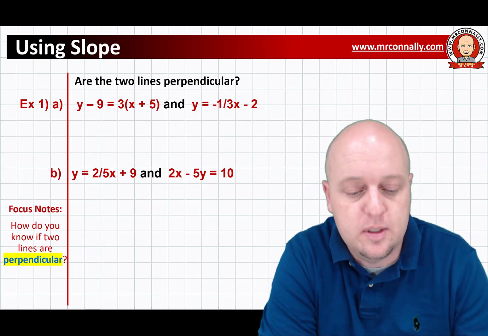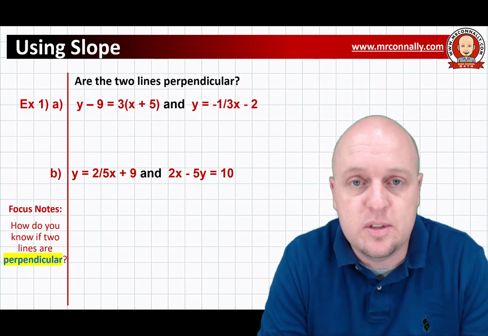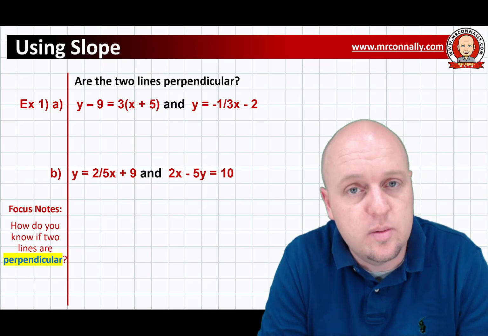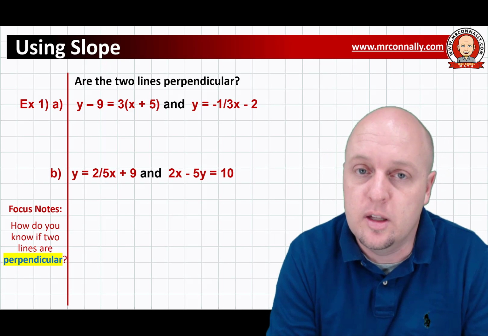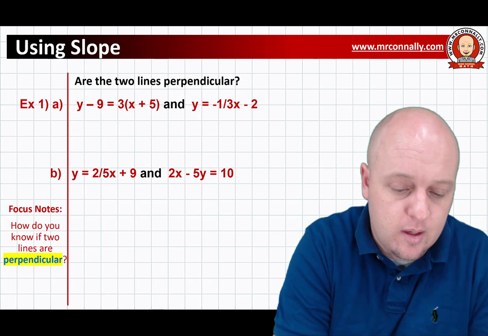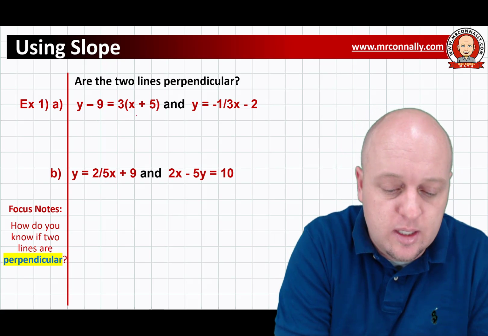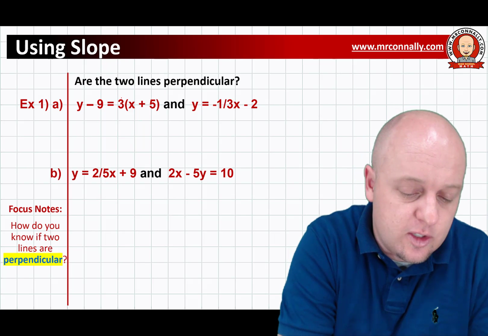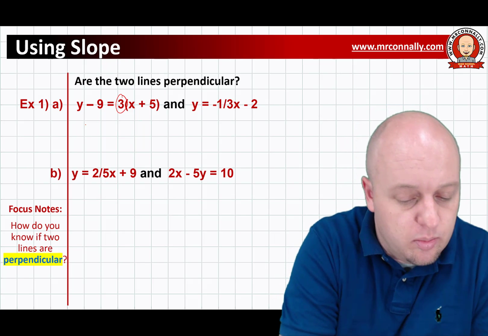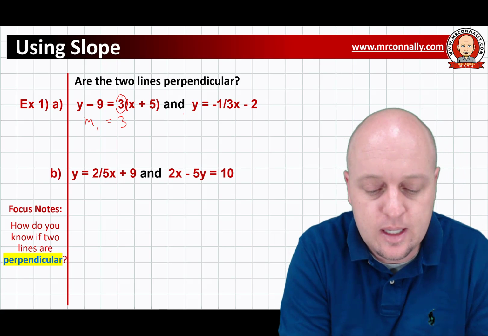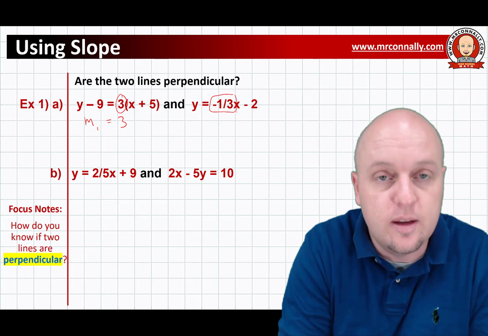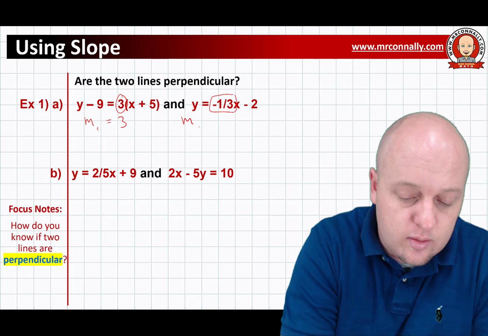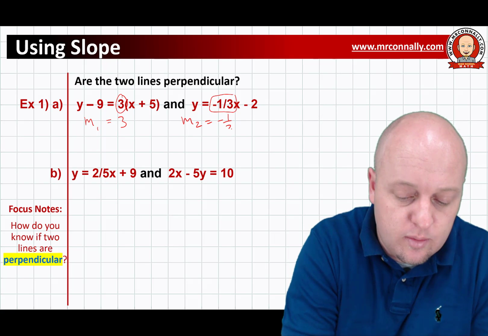Now, are the two lines perpendicular? We don't actually have to graph them to know. We can just look at their slope. As long as we can find their slope, we can see if they're perpendicular or not by multiplying them together and seeing if they equal -1. All right, so y minus 9 equals 3 times the quantity x plus 5. This is point slope form, so we know slope 1 is going to be 3. And then the next equation, we see it's in slope-intercept form. That's easy for us. It's -1/3. So slope 2 is -1/3.